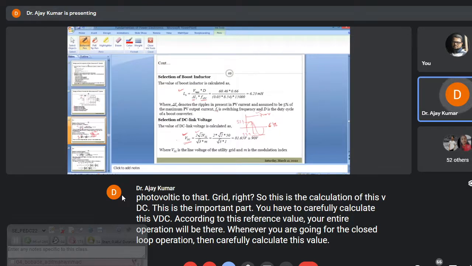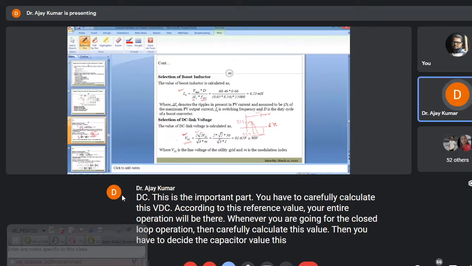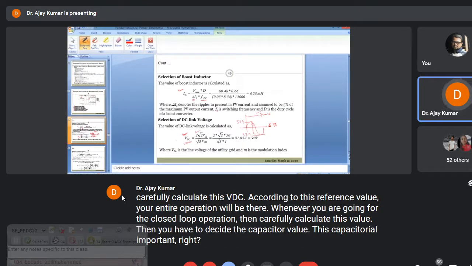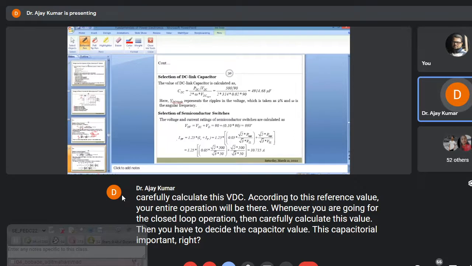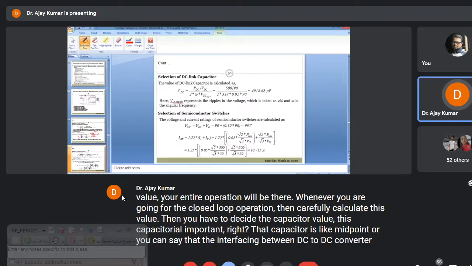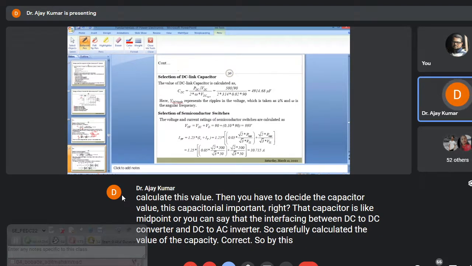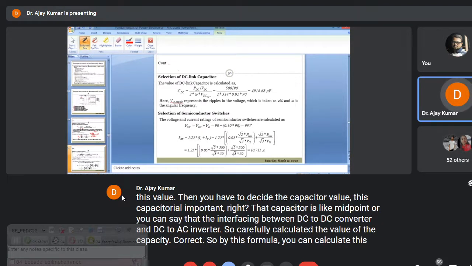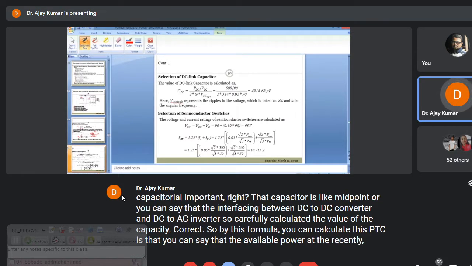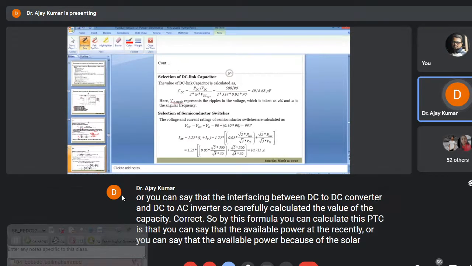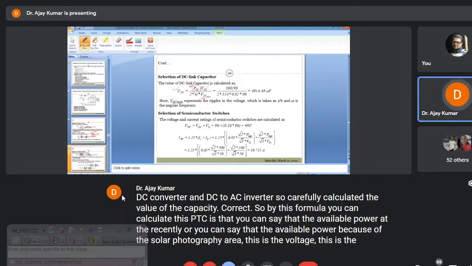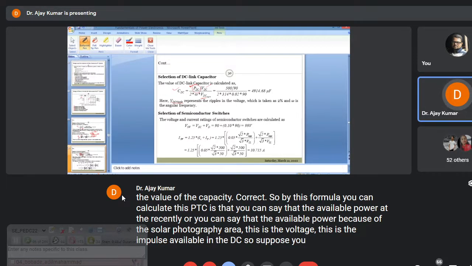Then you have to decide the capacitor value. The capacitor is important, right? That capacitor is like a midpoint, or you can say the interface between the DC to DC converter and the DC to AC inverter. So carefully calculate the value of the capacitor, correct? By this formula you can calculate it. PTC is the available power at the DC link, or the available power because of the solar photovoltaic array. This is the voltage. This is the ripple available in the DC. Suppose you just need to take 2% ripple in the DC. Based on that, calculate the value. Correct? Now, semiconductor switches.